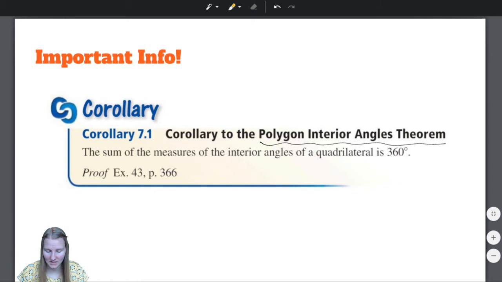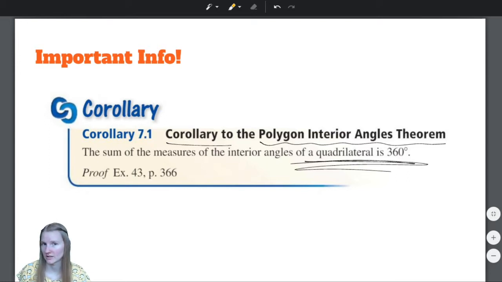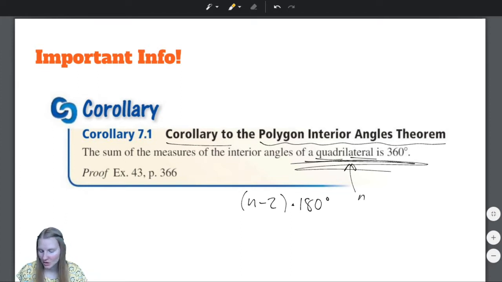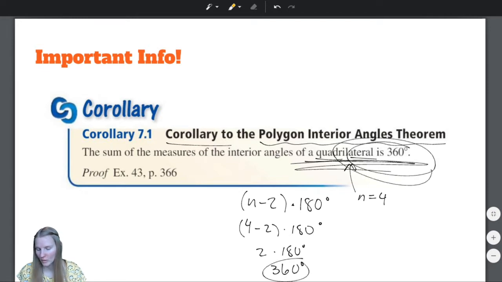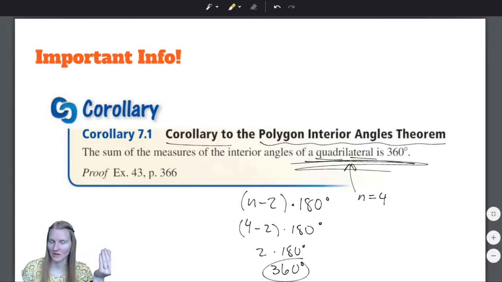But what it says is the sum of the measures of the interior angles of a quadrilateral is 360 degrees. Now, we could do that if we took (n minus 2) times 180 degrees. A quadrilateral, quad means 4, lateral means sides. So a quadrilateral means n is equal to 4. And if we took 4 minus 2 times 180, we would get 2 times 180, which is 360. So we know this sentence because of the Polygon Interior Angles Theorem.